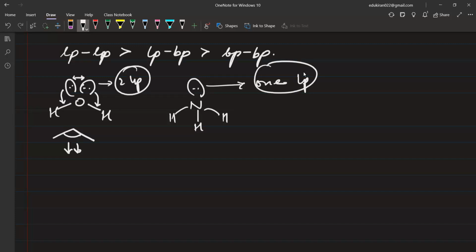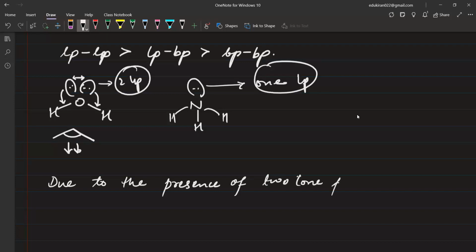So if you want, the answer would be something like: due to the presence of two lone pairs, bond angle of H2O is smaller. You understood the concept, yes or no, Harsha? Yes, sir.